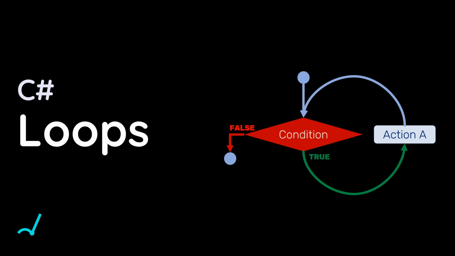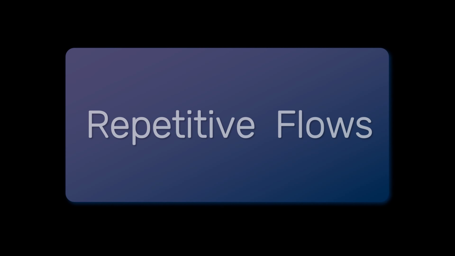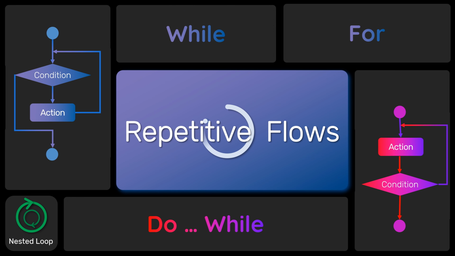Today, we will learn to implement loops in C#. There are three types of loops in C#: while, do while, and for loop. Basically, we can categorize them into entry control loops and exit control loops.